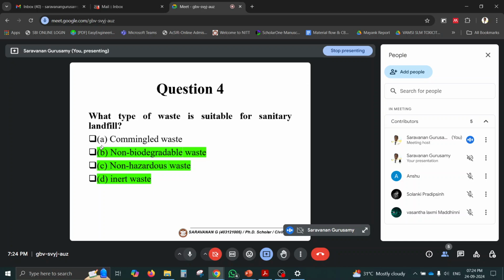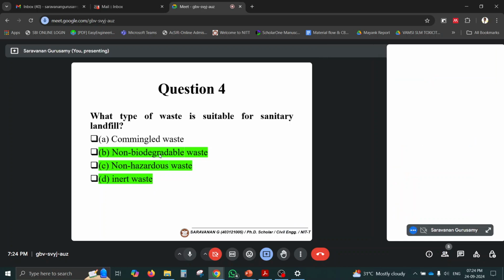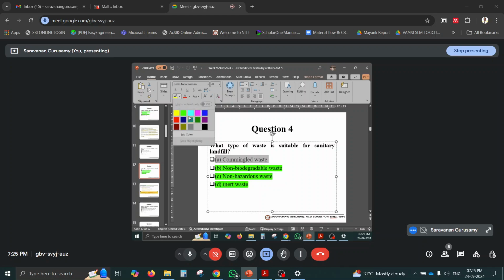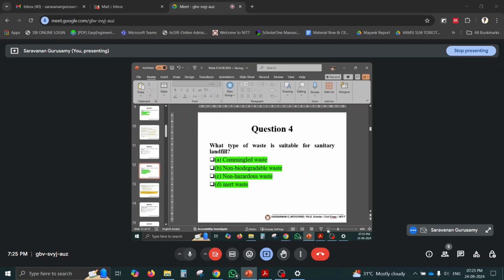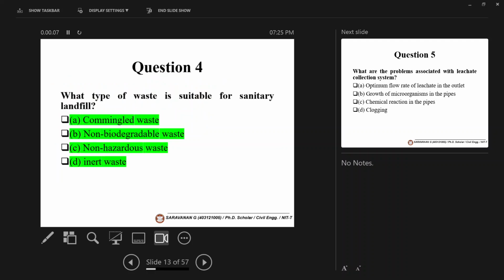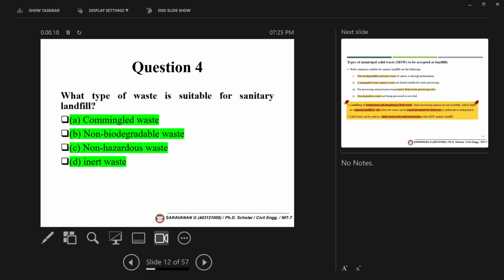Okay, all the four are correct. I have to choose the first. Okay, this. Sorry for this. I have to choose this also. So commingled waste is one of the things that is suitable. So commingled waste, non-biodegradable, inert waste, and non-hazardous waste, all are suitable for sanitary landfill. Which is suitable for secured landfill? Hazardous waste. Okay.